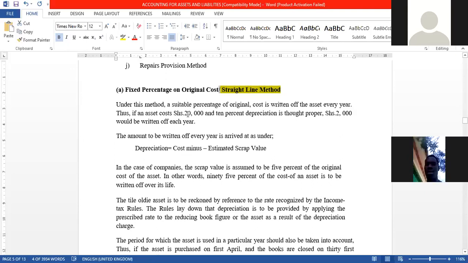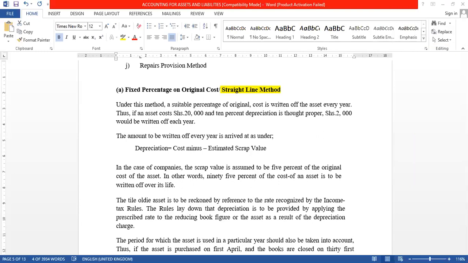Now, under this method, a suitable percentage of original cost is written off every year, right? Therefore, if an asset cost, tell me that you're still able to hear me. I've had my computer make some noise. I'm not sure whether you're able to hear me. Kindly confirm. Someone confirm if you're able to hear me. Good, I can proceed.